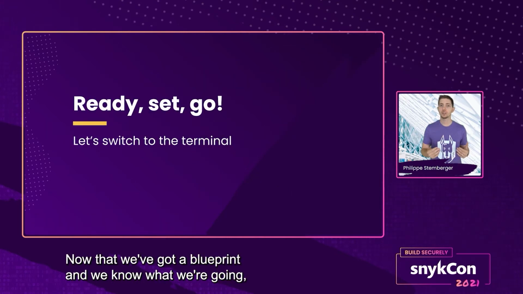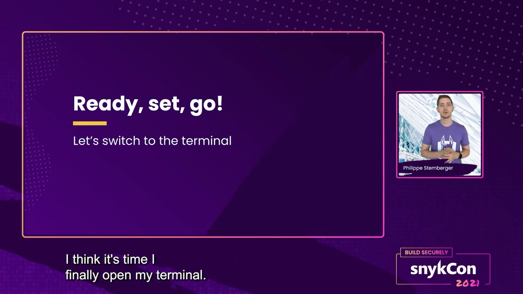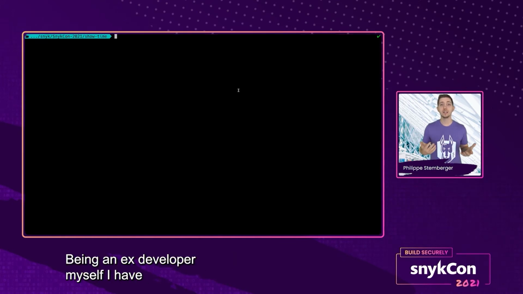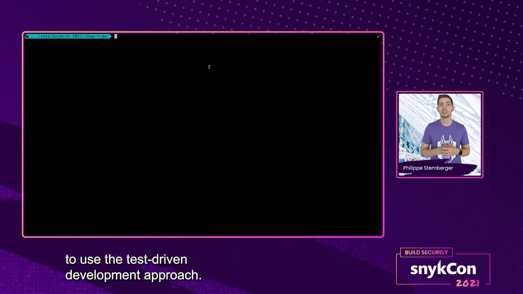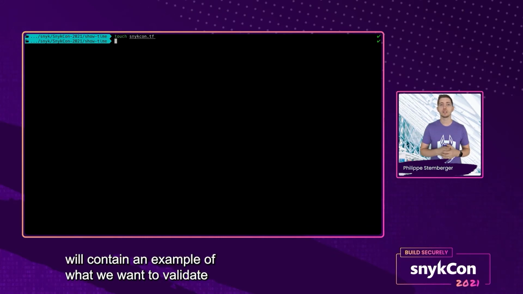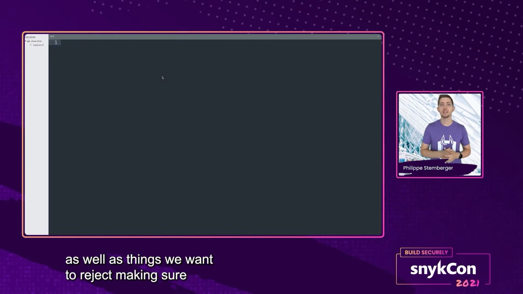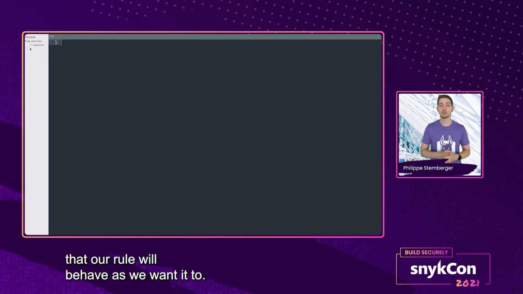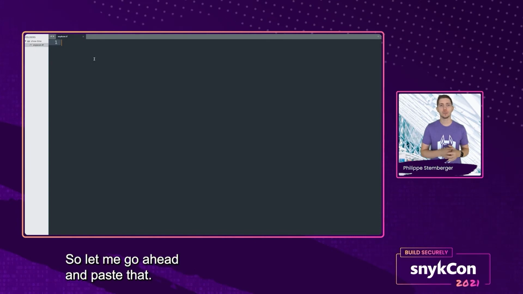Now that we've got a blueprint and we know where we're going, I think it's time I finally open my terminal. Being an ex-developer myself, I have to use the test-driven development approach. So let's create a Terraform file that will contain an example of what we want to validate as well as things we want to reject, making sure that our rule will behave as we want it to. So let me go ahead and paste that.